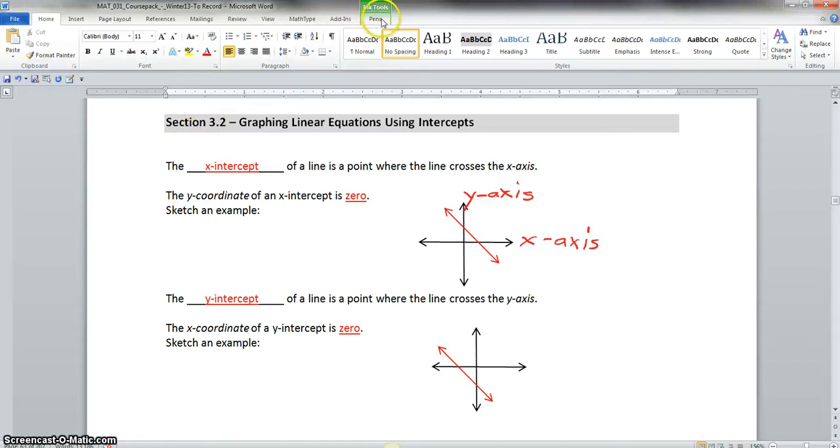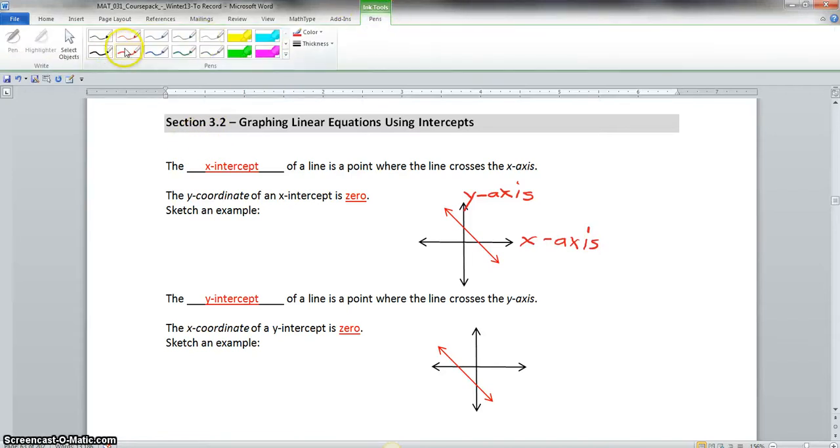Hello class, we're about to start section 3.2, graphing linear equations using intercepts. The x-intercept of a line is a point where the line crosses the x-axis. The y-coordinate of an x-intercept is 0. So they want us to sketch an example.